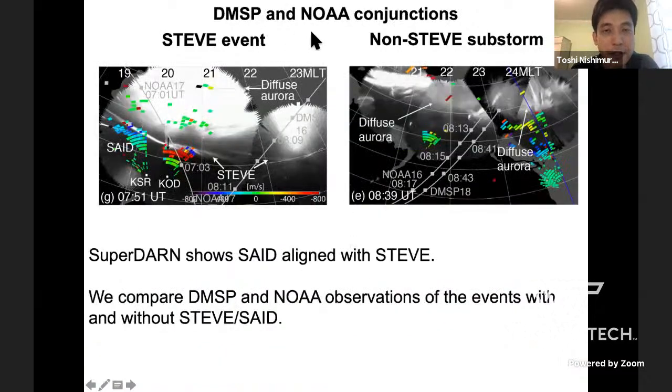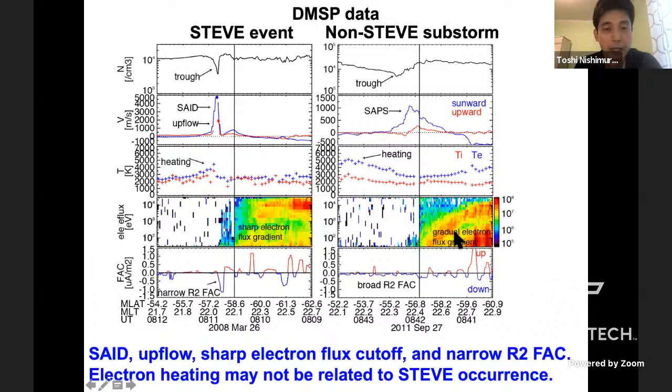So let's look at the DMSP and NOAA observations to add more context to this comparison. This is a two-dimensional illustration of the SuperDARN echoes. So nice SAID flow channels right aligned with this STEVE arc. And then we had NOAA and the DMSP right crossing over the STEVE. For comparison, we're looking at the NOAA and DMSP conjunctions for the substorm without any STEVE feature on the right. There were some discussions in earlier talks about what the DMSP shows for STEVE. So this probably adds good information.